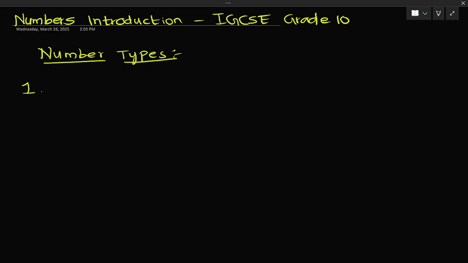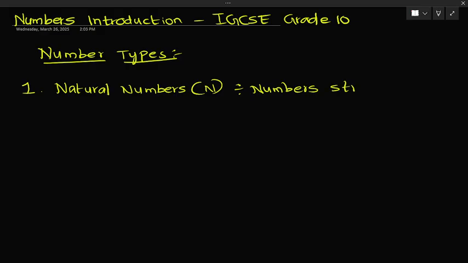As you know, firstly, natural numbers. Natural numbers are denoted with the letter N. And what do you mean by natural numbers? Natural numbers are the numbers starting from 1 and going up.